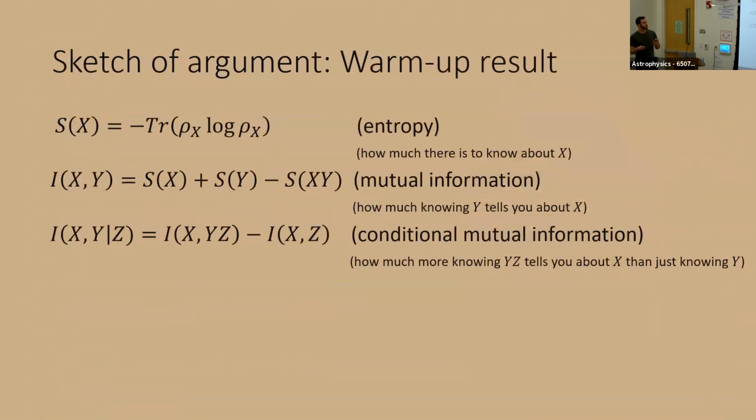So first, here's some preliminaries. Maybe this first one you're familiar with, the second one, the mutual information, you might have seen before. This one you might not have seen before, so let me emphasize it. This is the conditional mutual information. So if we have three regions X, Y, Z, then we define this quantity here, which can be written in terms of entropies. And the words you should tell yourself are, this is telling you how much more knowing YZ tells you about X than just knowing Y would tell you about X.